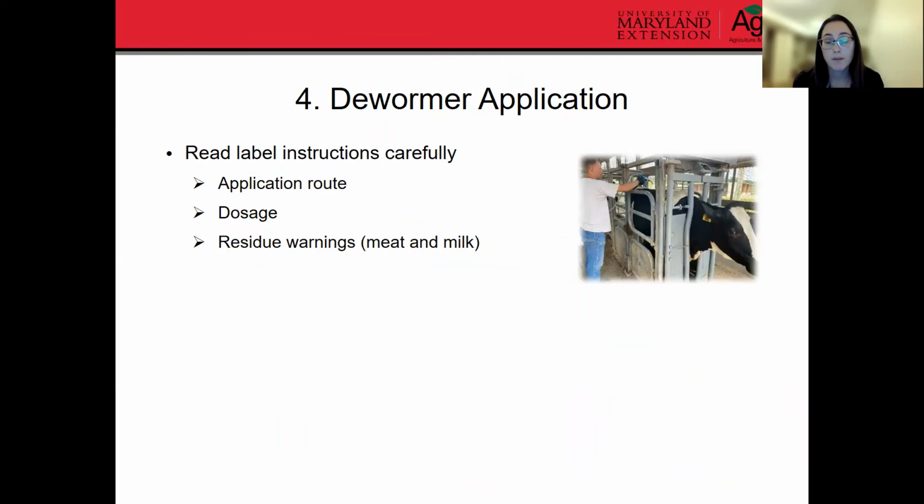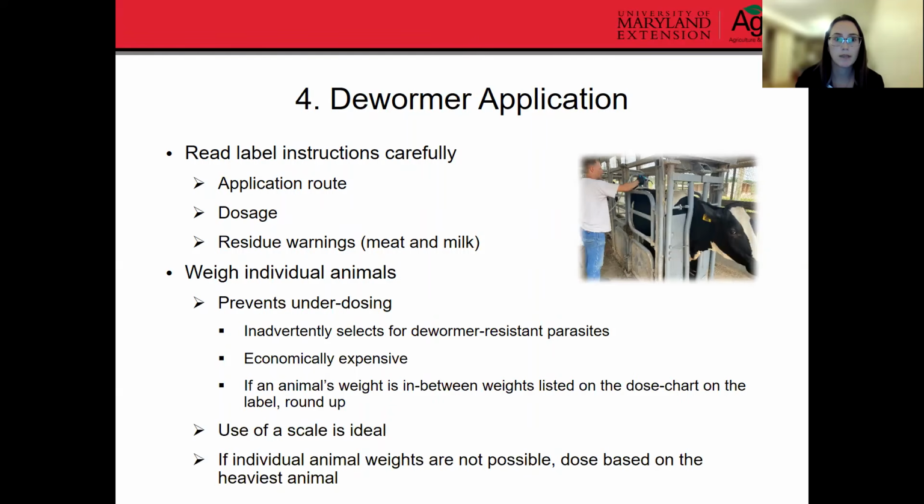So the fourth step in our judicious deworming program should be to administer dewormer appropriately. So it's important to read the label instructions very carefully to ensure that you are applying or administering the products the right way, that you're dosing the animal appropriately, and that you're also adhering to any residue warnings or meat and milk withdrawals. These are all very, very important things, so it's very, very important to read the label.